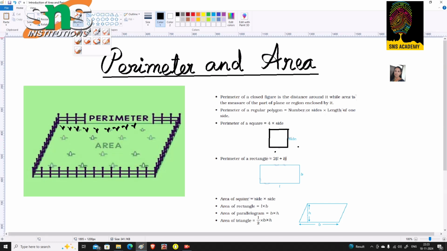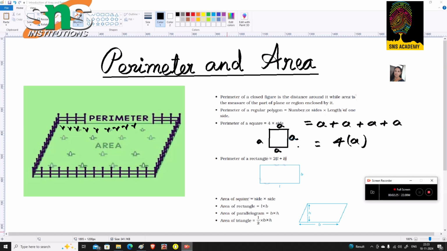perimeter means boundary. If you imagine one side, its measurement is A. So the remaining sides will also be measured as A. So the perimeter of a square is A plus A plus A plus A. So we are adding, which is equal to 4A. In 4A, A is the side of the square. So the perimeter of a square is equal to 4A, where A stands for the side of a square.